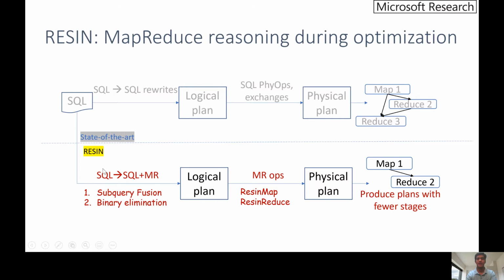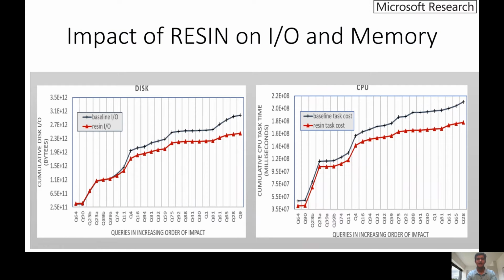And we'll go through in detail how the entire system works, but I wanted to quickly show that with such reasoning, we are in fact able to eliminate significant amount of I/O. As can be seen in the graph on the left, as we go from left to right, we are looking at queries which have more and more redundant stages. And what you will find is that as you move from left to right, RESIN is able to save more and more on I/O. And across these 25 medium and high impact queries, we are able to save about 20% of I/O.